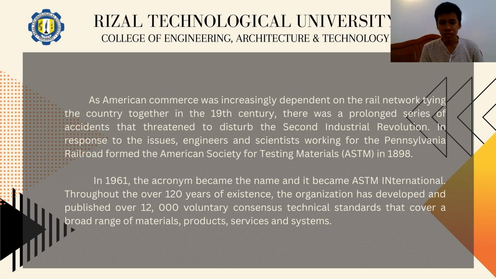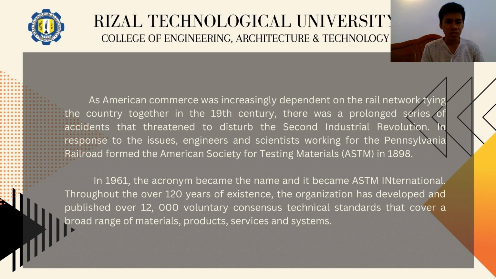The ASTM worked to develop a standard used to fabricate the rails that form the literal backbone of the rapidly expanding rail industry, changing its name in 1902 to become the American Society for Testing and Materials as the organization moved beyond exclusive focus on railroad components. In 1961, the acronym became the name, and it became ASTM International.